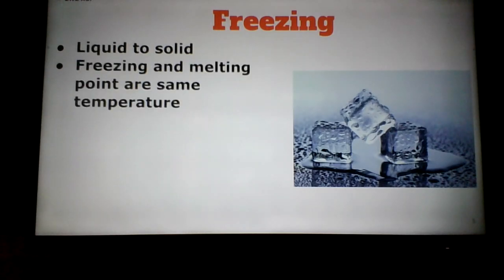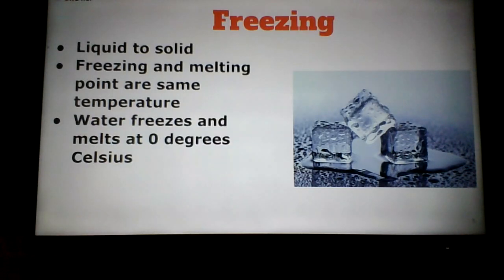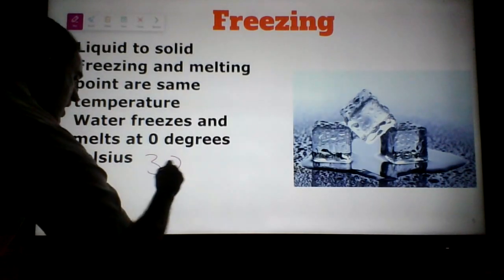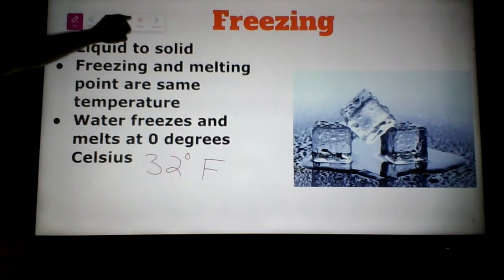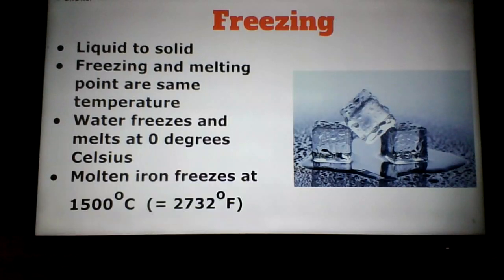Freezing and melting points are exactly the same temperature for the same substance. Water freezes and melts at 0 degrees Celsius. Now I said the Fahrenheit, but I'll go ahead and write it up there just to give you the comparison. 0 degrees is on the metric scale called Celsius. 32 degrees for the melting and freezing point is on the temperature scale in the English system called Fahrenheit. And there's also a Kelvin scale that we'll talk about another time.